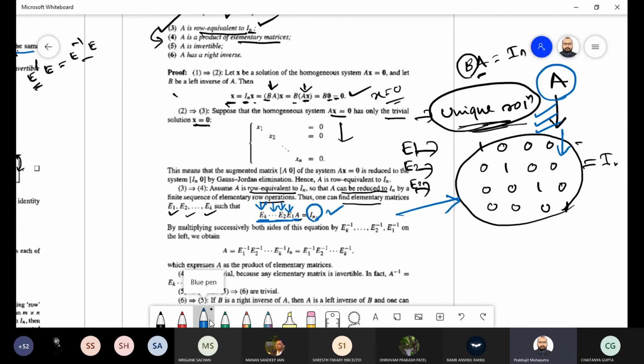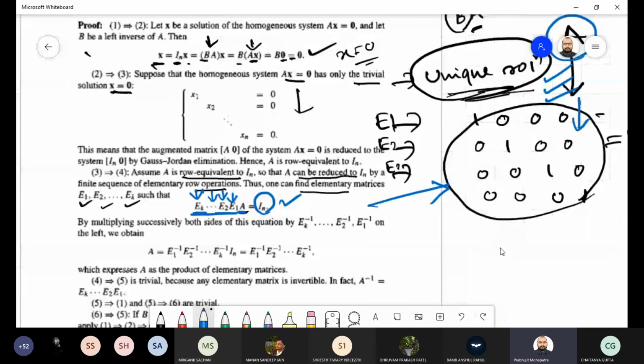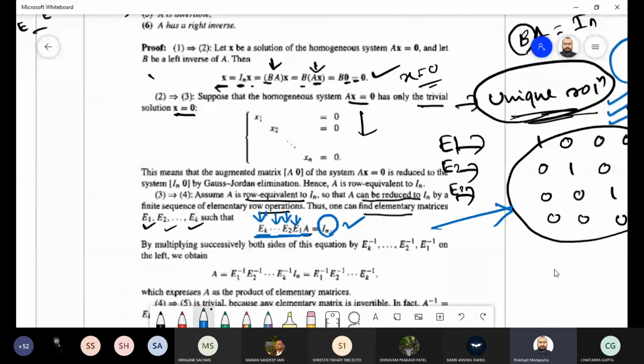Now, when E1, E2, ..., Ek are available, then the inverses are also available, because for any row operation the inverse is also possible. Inverse is nothing but the reverse action. So by multiplying the reverse operations, how are you going to multiply? First we will multiply by Ek inverse. If you are multiplying the left hand side, the right hand side also you have to multiply. So here you have to multiply by Ek inverse.